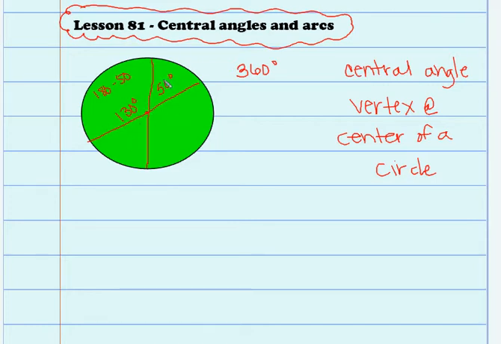Now, these are vertical angles, so I know that this is 50 degrees, and I also know that this one is 130 degrees. So you should be able to get all the angle measures if you have one, because if you have a straight line, you know that that is equal to 180.